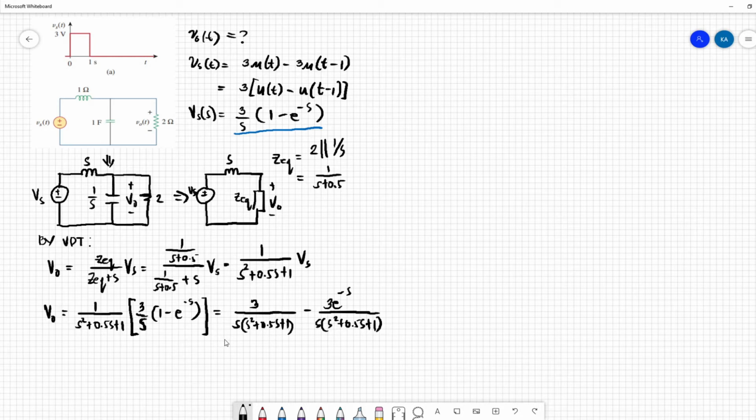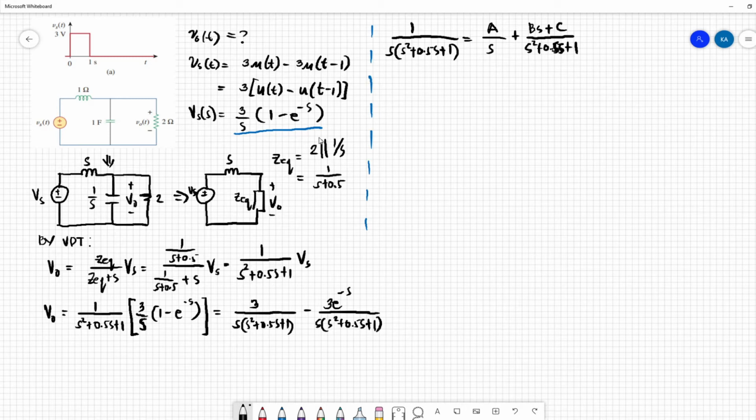And now we can get the inverse Laplace of Vo. To get the inverse Laplace of Vo, we need to use partial fractions. We need to find the equivalent of 1 over s times s squared plus 0.5s plus 1. This is equal to A over s plus Bs plus C over s squared plus 0.5s plus 1.